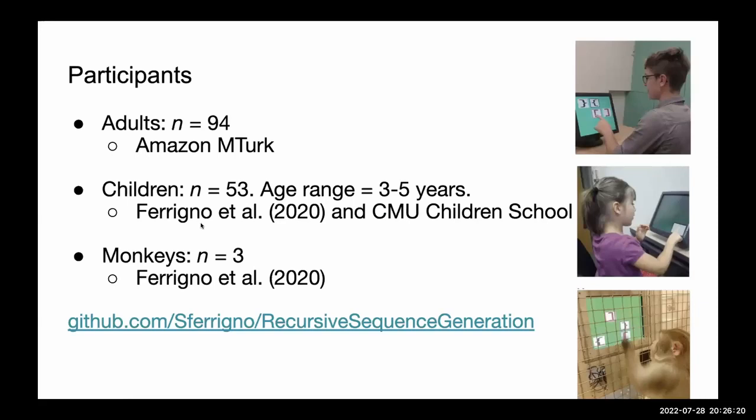So who were the people who took part in this task? We had 94 adults, whose data we collected from Amazon MTurk. We also had kids in the age range 3 to 5. And we also had 3 rhesus macaques. And part of this data is available online on GitHub.